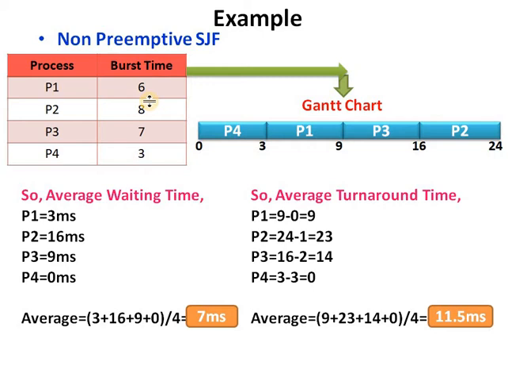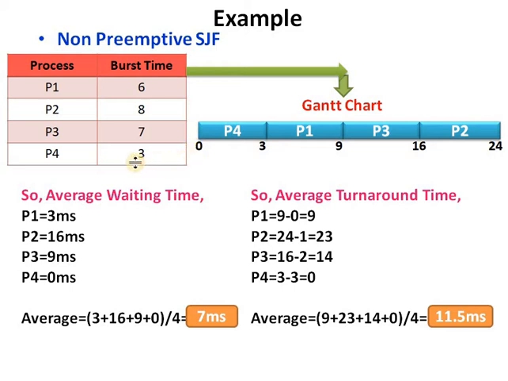So, the Gantt chart is the following. Here is a Gantt chart shown for these processes by using the non-preemptive SJF algorithm. Here our execution always starts from 0. In the SJF, we know that the shortest job is executed first.